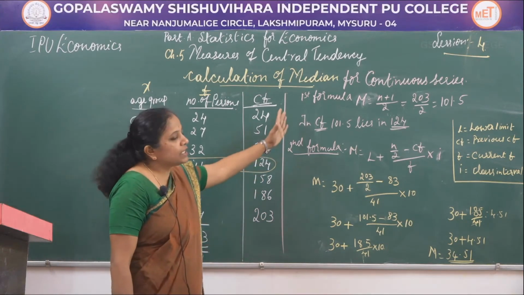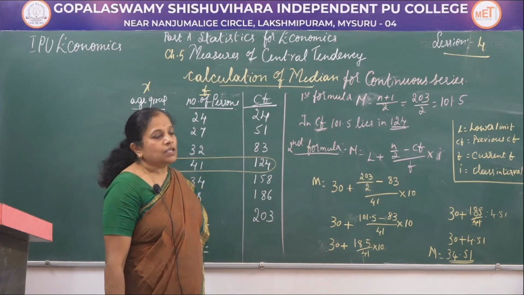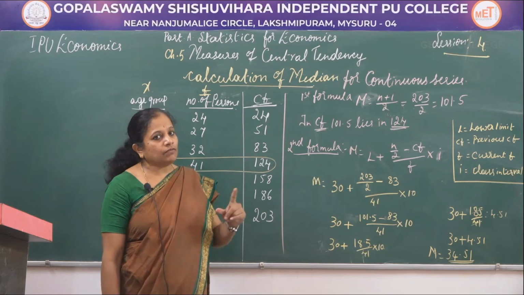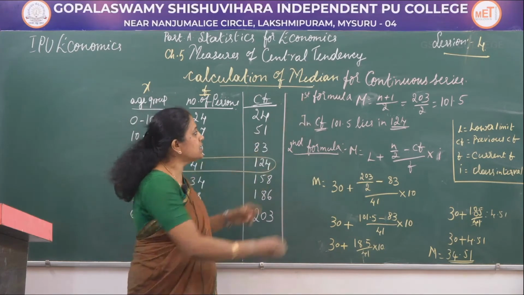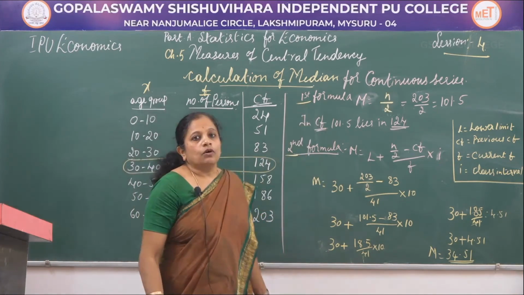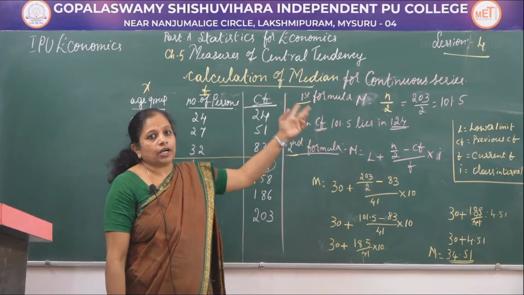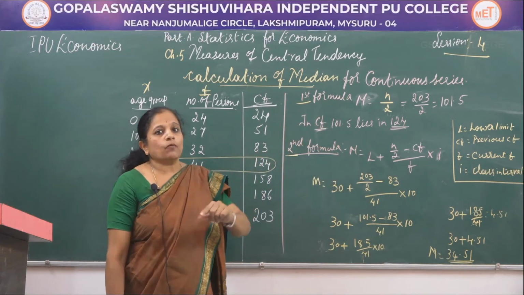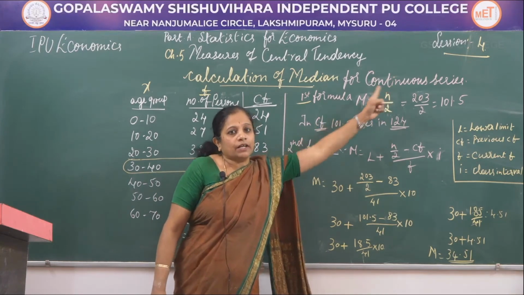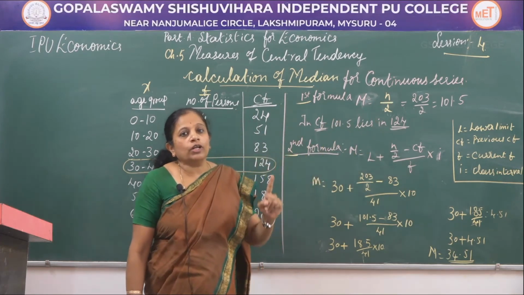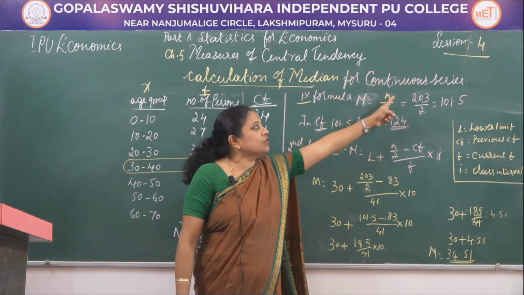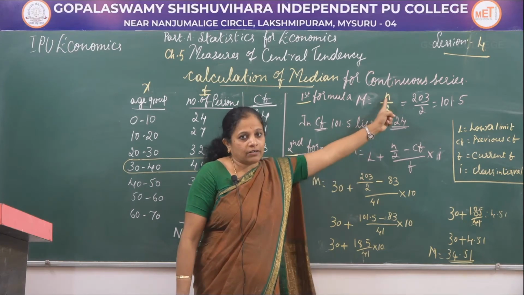So after this, let us calculate the median. In the case of median for continuous series, we will take two formulas, the first formula and the second formula. For the calculation of the median for continuous series, you should keep one thing in your mind: here we don't take n plus 1 divided by 2, that is only for individual series and discrete series. For continuous series, we don't write n plus 1 by 2, but instead we write only n by 2.